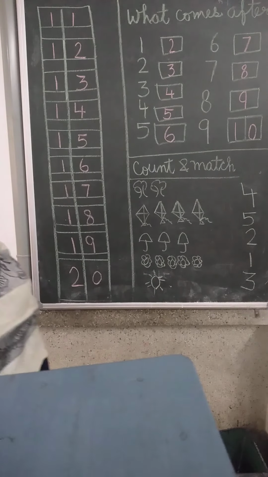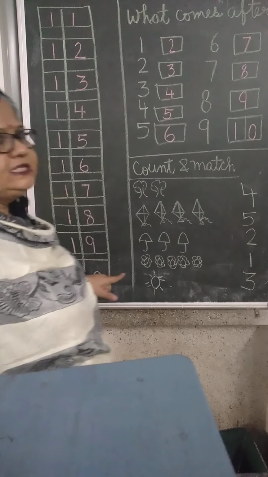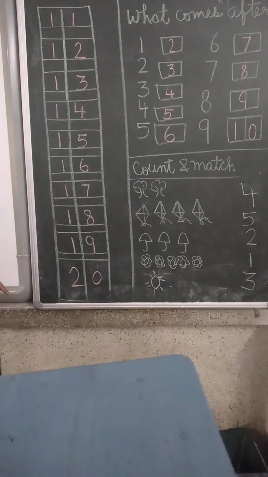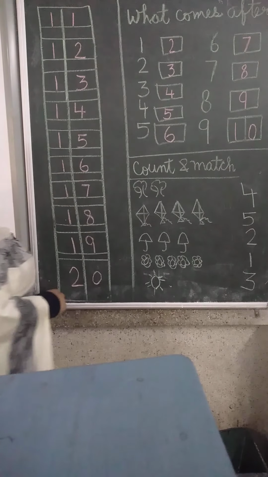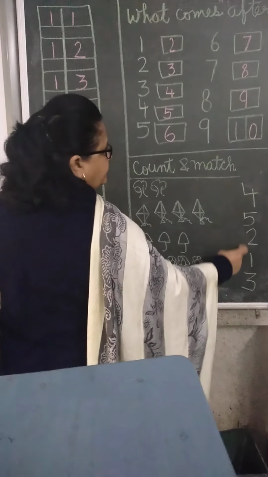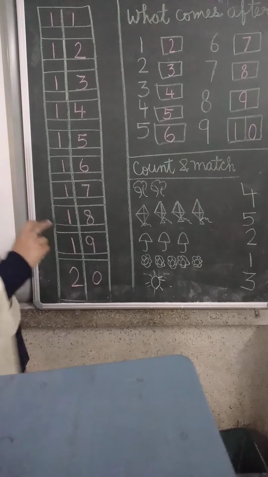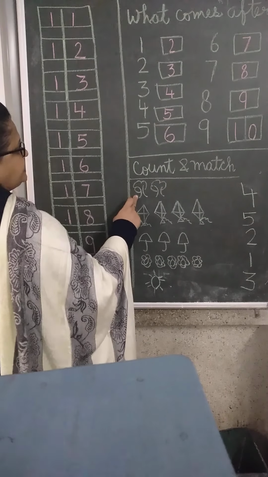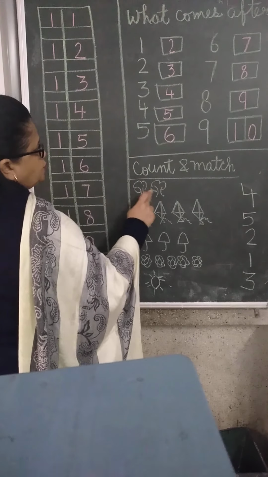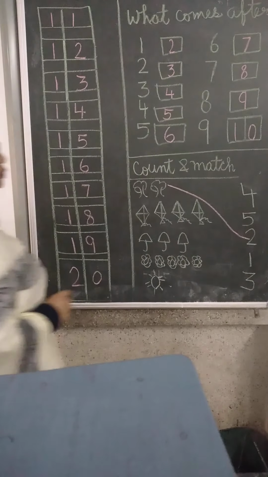Okay. Now, count and match. This is your new exercise. You have to count here and search the number in this side and match. So, how do we have to match? Trees are here. 1, 2. Two trees match with the 2.